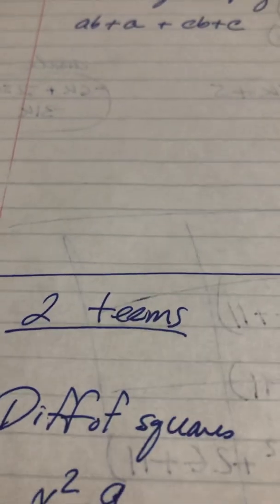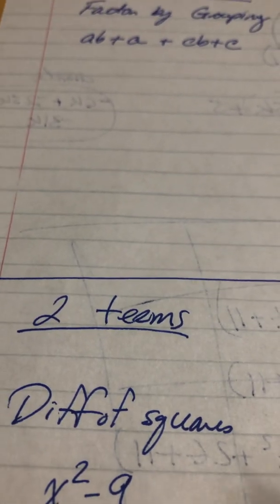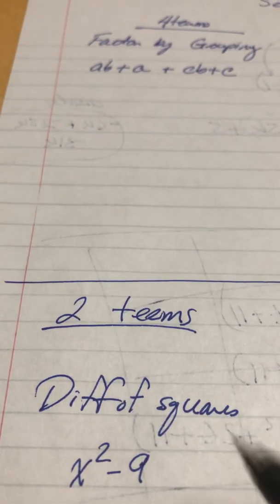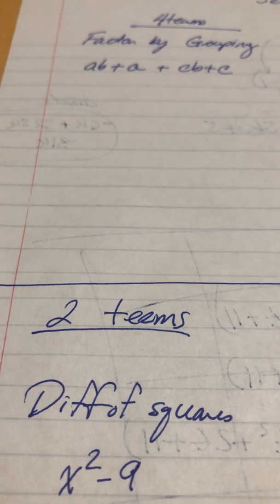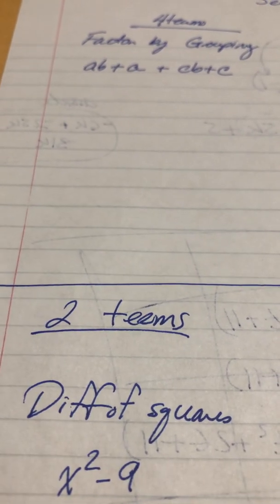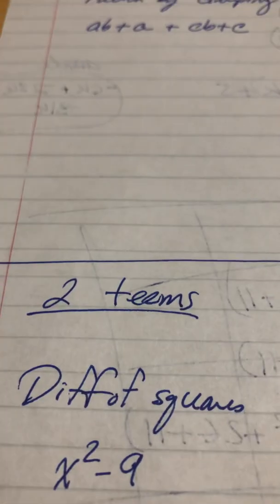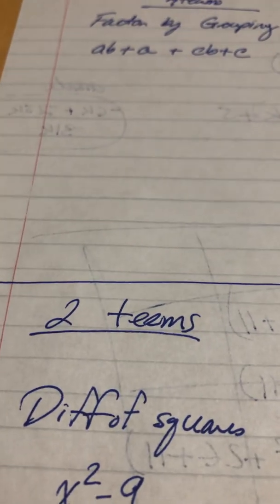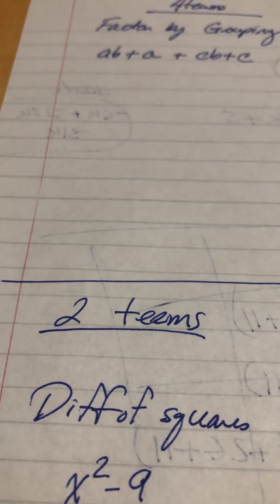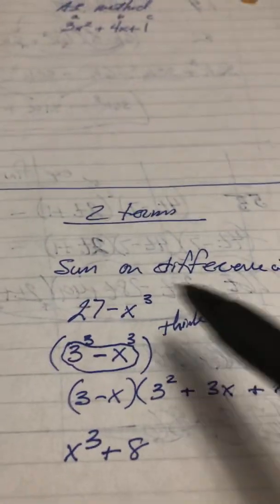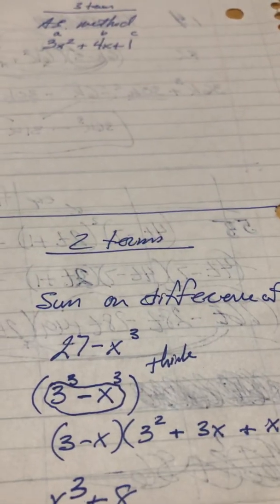There's 2 types that you'll deal with when you're dealing with 2 terms, and one is a difference of squares. We can't do a sum of squares because the middle term, when you're factoring, is dropped out, and so it's impossible to get the signs to work out. Also, with 2 terms, you could have a sum of cubes, or you could have a difference of cubes, and so I have 2 examples there.